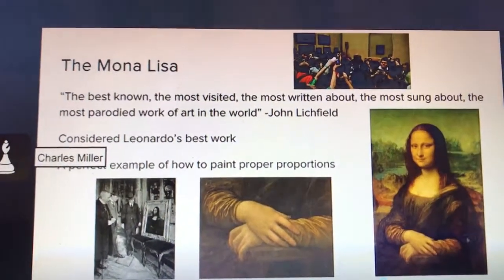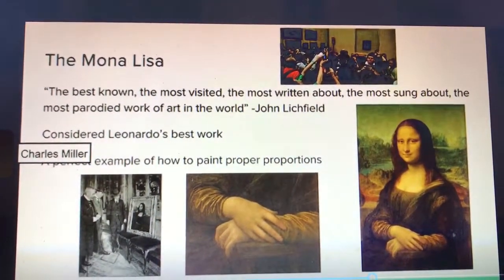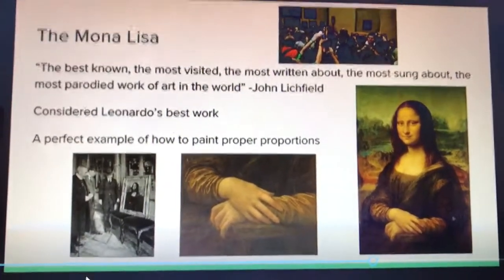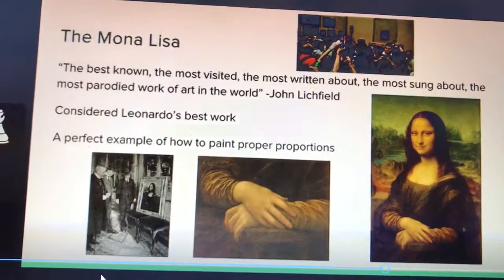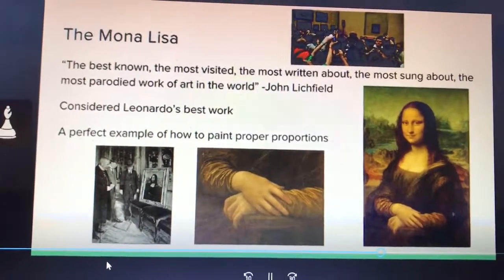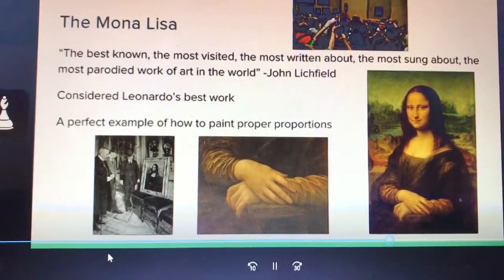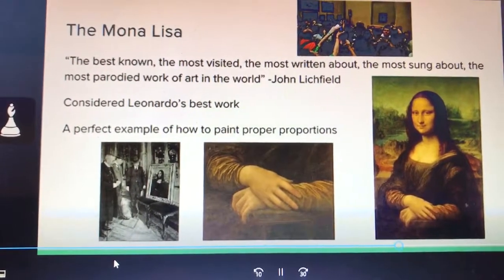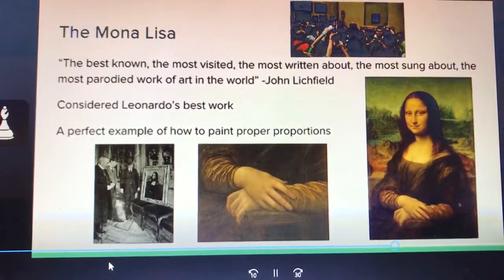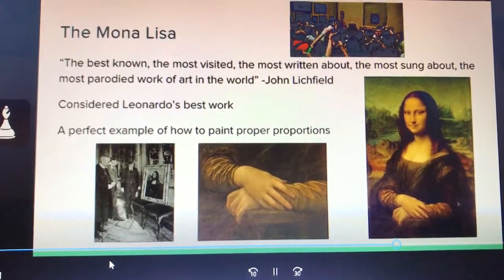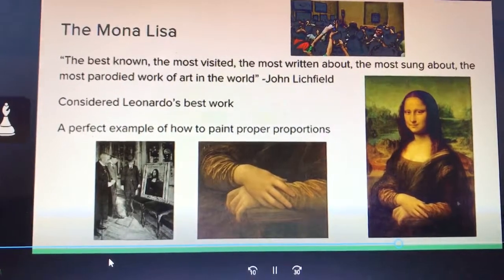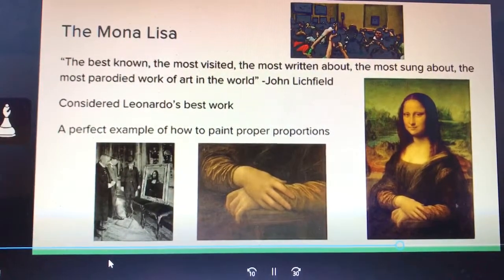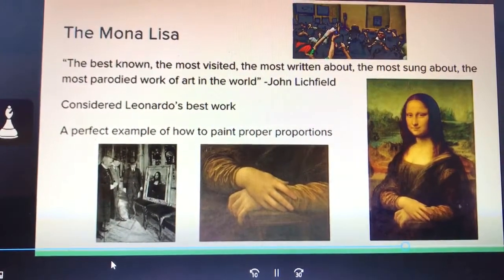As said before, the Mona Lisa was created with help from the Vitruvian Man. Leonardo referenced the Vitruvian Man and the proportions he made there to influence his work on this piece. As John Leichtfeld said in his piece on the Mona Lisa, it is the best known, most visited, most written about, most sung about, and the most parodied work of art in the world.